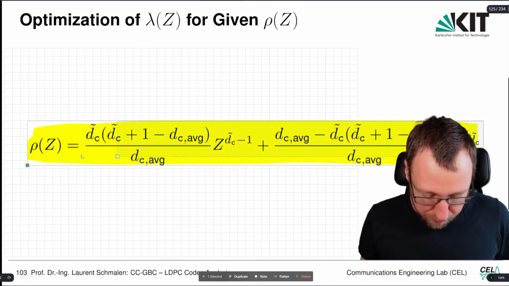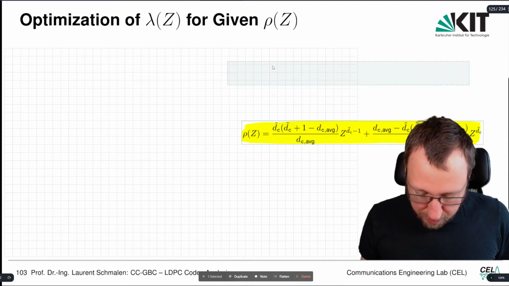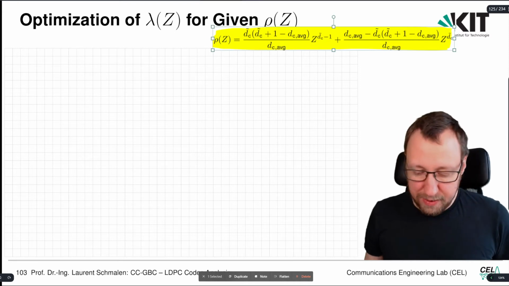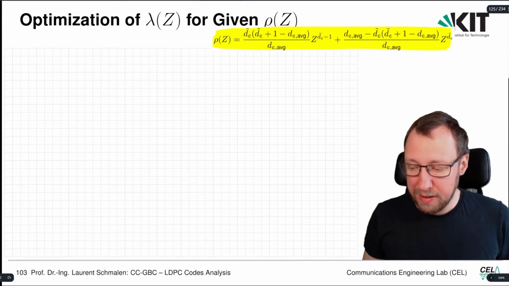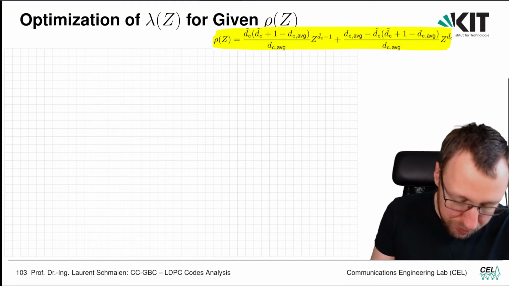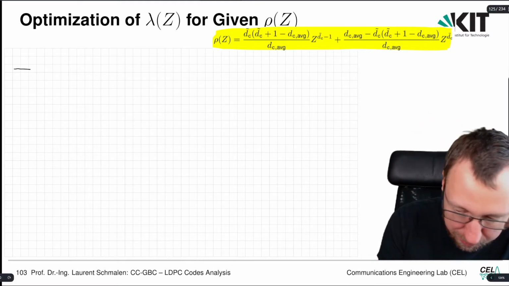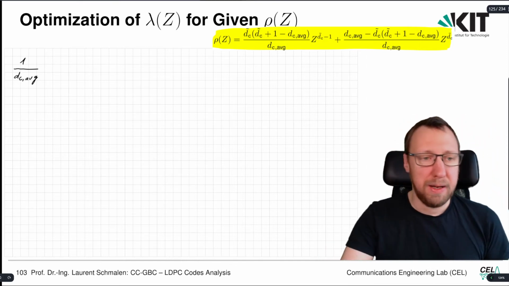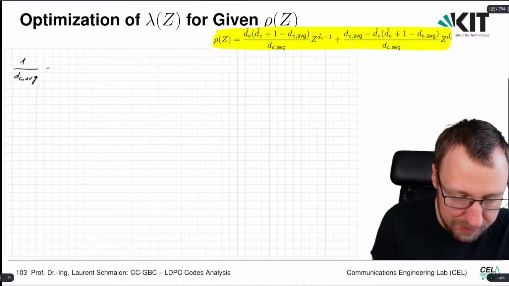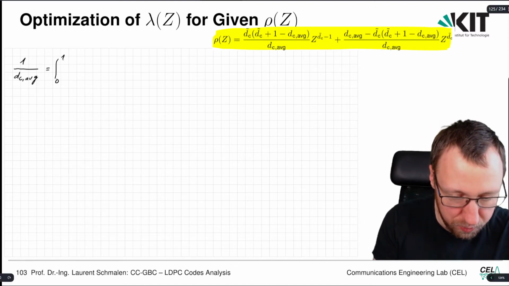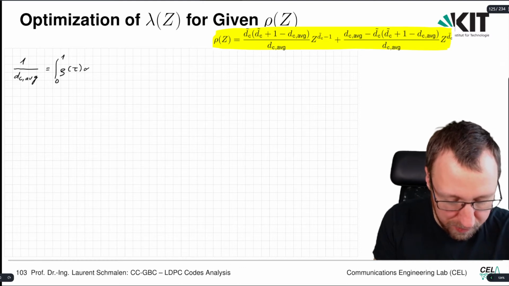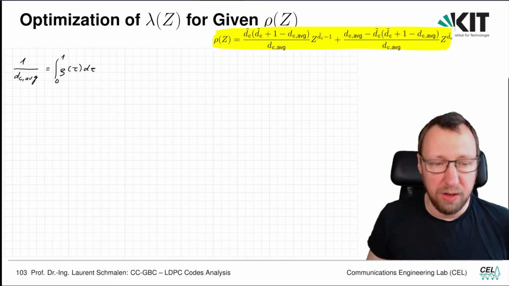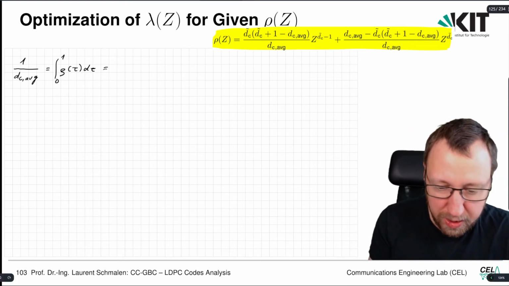So we put that guy up here, and then we can start taking a closer look at the expression. So we can calculate DC average, but I will start with calculating 1 over DC average, because that's going to be a little bit simpler. So this is equal to the integral from 0 to 1 of rho of tau d tau. Well, now we just insert this bad boy into our equation, and we carry out the integration.